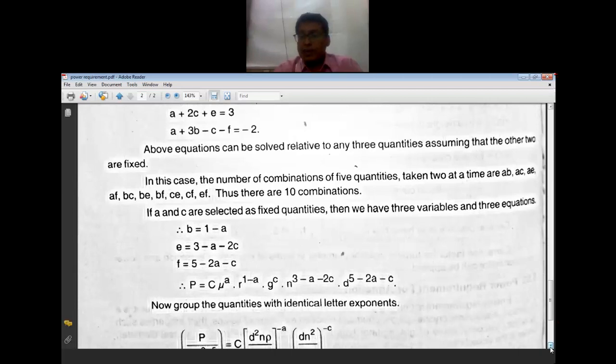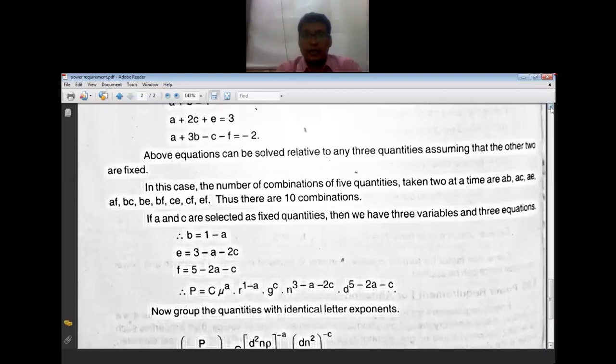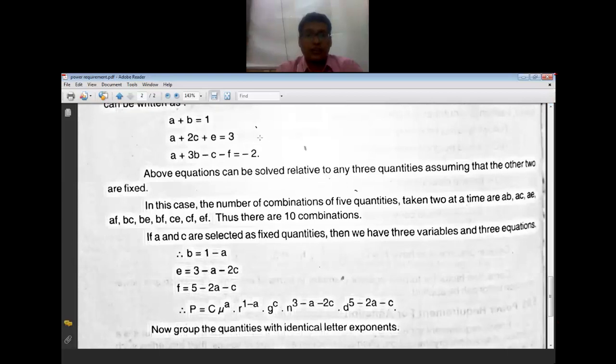Now simplifying this. So writing this equation in terms of a and c. This is more important: writing the above three equations in terms of a and c. That means you are going to eliminate b, e, and f.